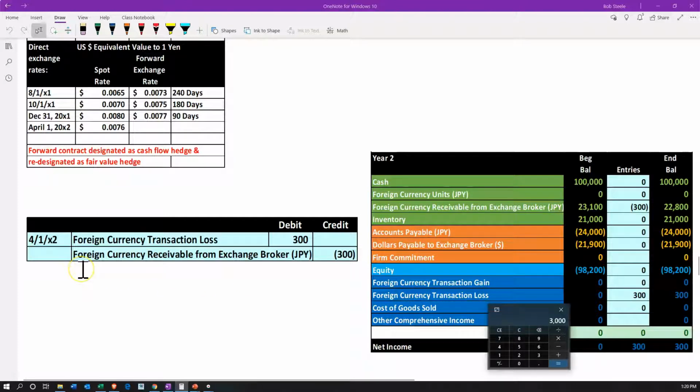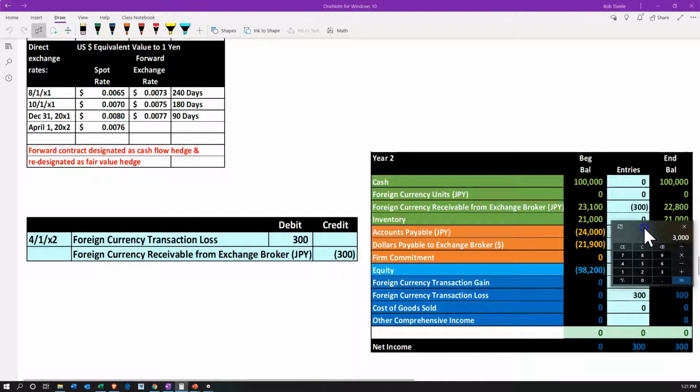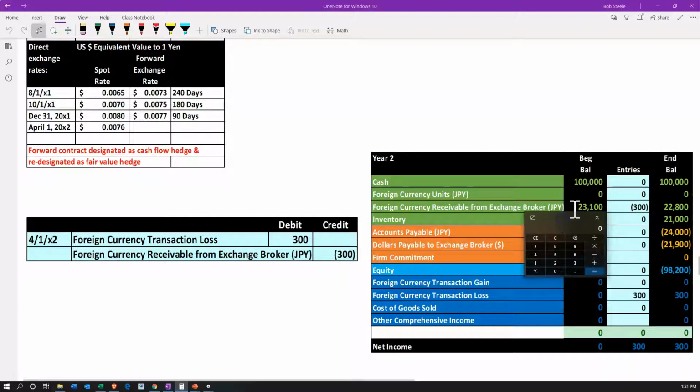So now it's 4-1 of year 2. We're going to close this thing out, but before we do, we have to revalue everything to that point. So we're going to be revaluing once again the foreign currency receivable account and the accounts payable account, but not this one. So we have to do those two. Let's see where we were before, which this time we can just see here because this is where it was last year. It was at 23,100, and now it's 4-1.